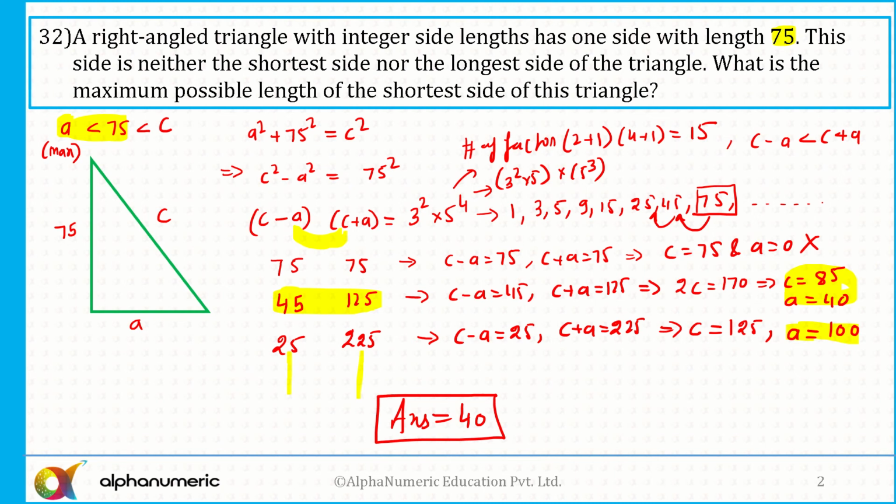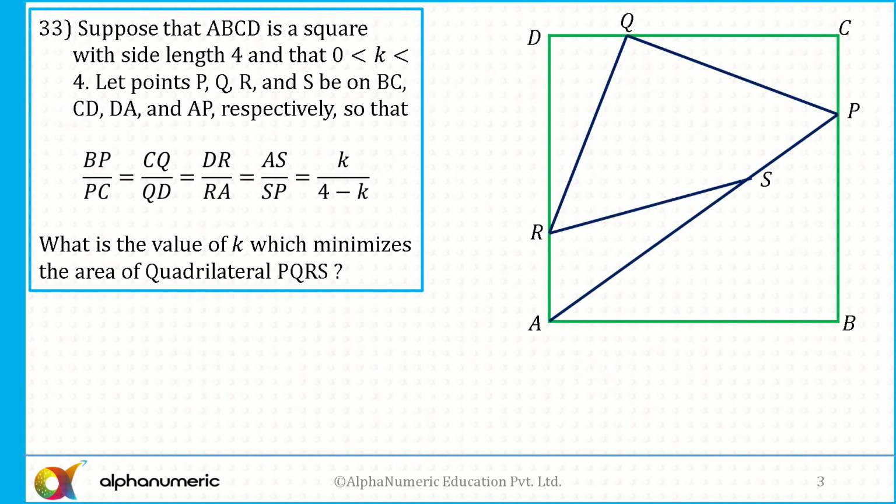Now let's move to the next question. Question number 33. Okay. It says, suppose that ABCD is a square with side length 4, and that K is lying between 0 to 4, and let P, Q, R and S be on BC, CD, DA and AP respectively, such that BP is to PC is equal to K upon 4 minus K. Now, what is the value of BC? BC is equal to 4.